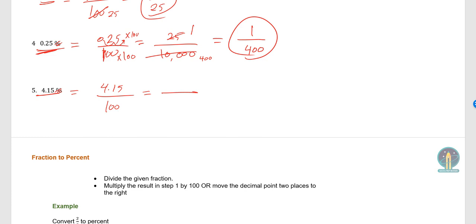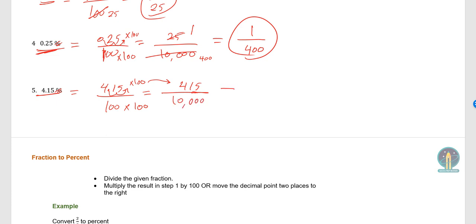So 4.15, again, you need to move the decimal point by 2 slots. So in this case, we need to multiply by 100, which gives us 415. Okay, an integer. Now, we need to do the same thing to the denominator, right? So 100 times 100 is 10,000.